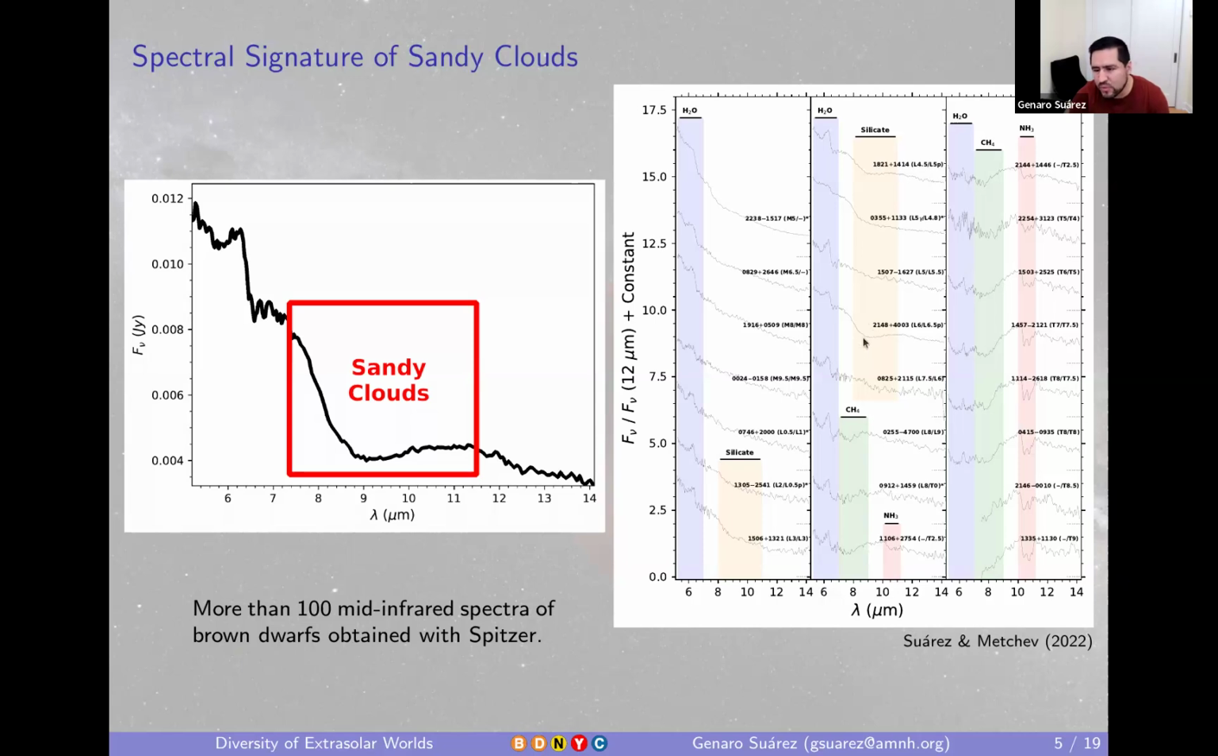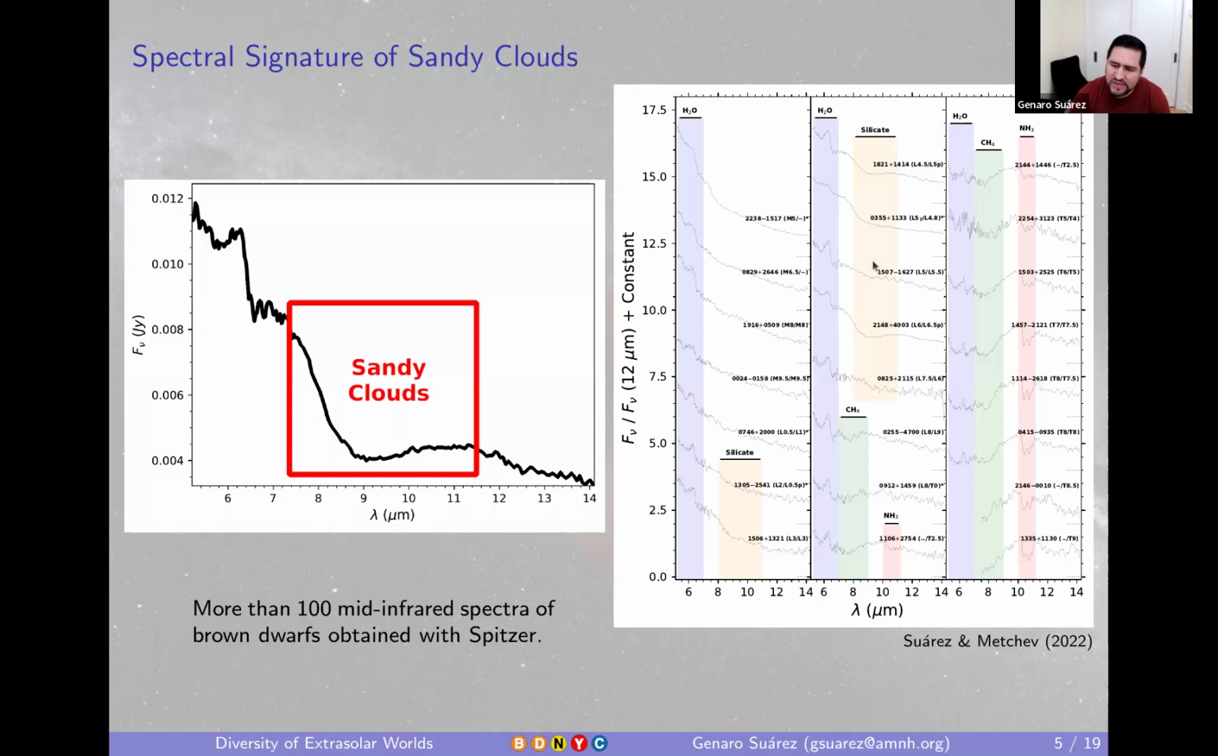For example, we can see here that for this object, 1507, there is a weak or absent silicate absorption. But for this other object below, which has a similar spectral type, the absorption is very strong. And then for this object, the absorption is also weak. So we have a variety of depths for objects with similar spectral type.